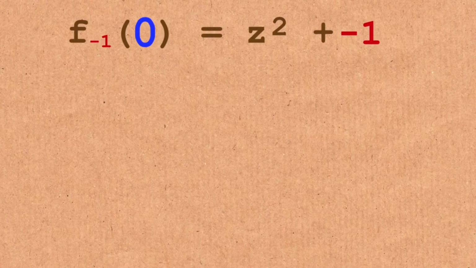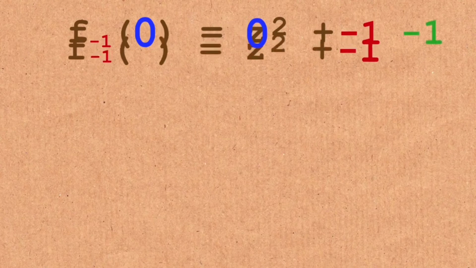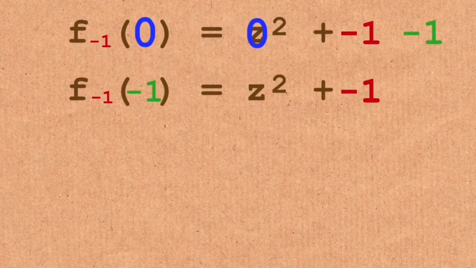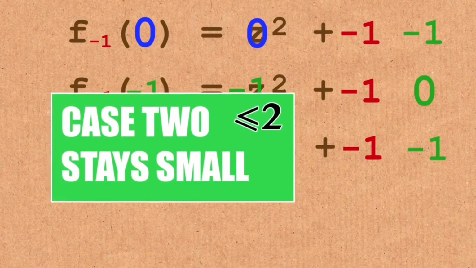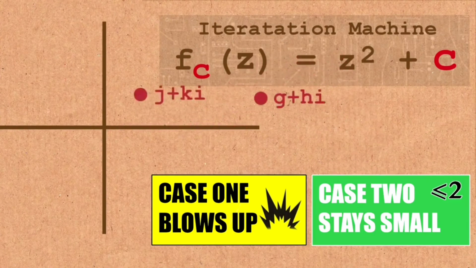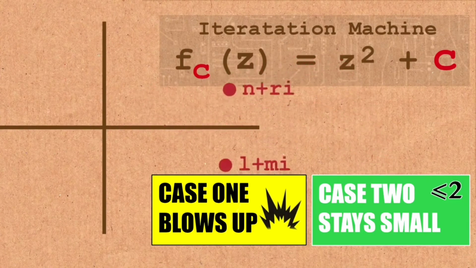Applying this function, f of minus 1 of 0, that's 0 minus 1, which is minus 1. If we plug minus 1 into that function, we have minus 1 squared, which is 1, minus 1, which is 0. Oh, wait, okay, but we know what happens to 0, right? It goes back to minus 1. So these iterates just alternate between minus 1 and 0. When I start iterating 0 under that function, everything remains bounded.